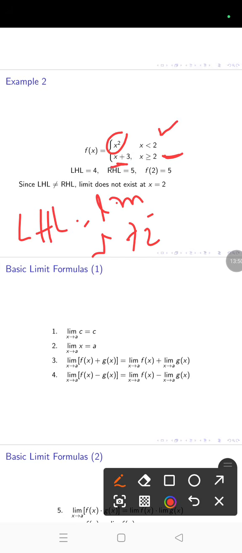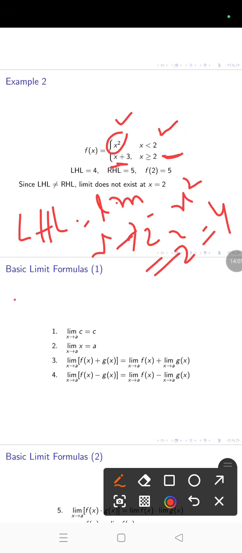When it is 2 minus, just remember that it is less than 2, and when it is less than 2, the function is defined by x square. So put x square in place of f(x), so it will be 2 square, and that is equal to 4.